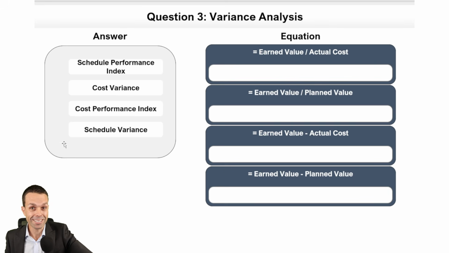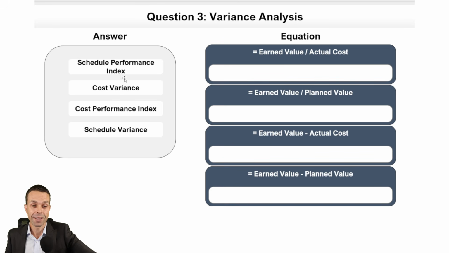Okay, a few calculations. Wow, this is going to be fun. Oh, and here's a few tricks that I can tell you. We've got the schedule performance index and the cost performance index. So if you've got an index, we use divide, and if we've got the variance, we use minus. So this is actually very easy.